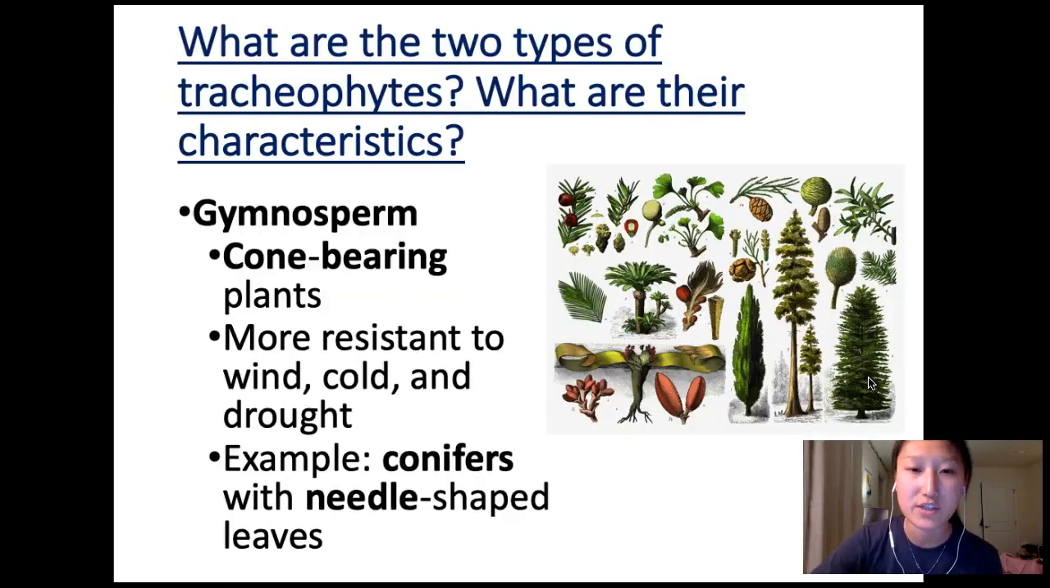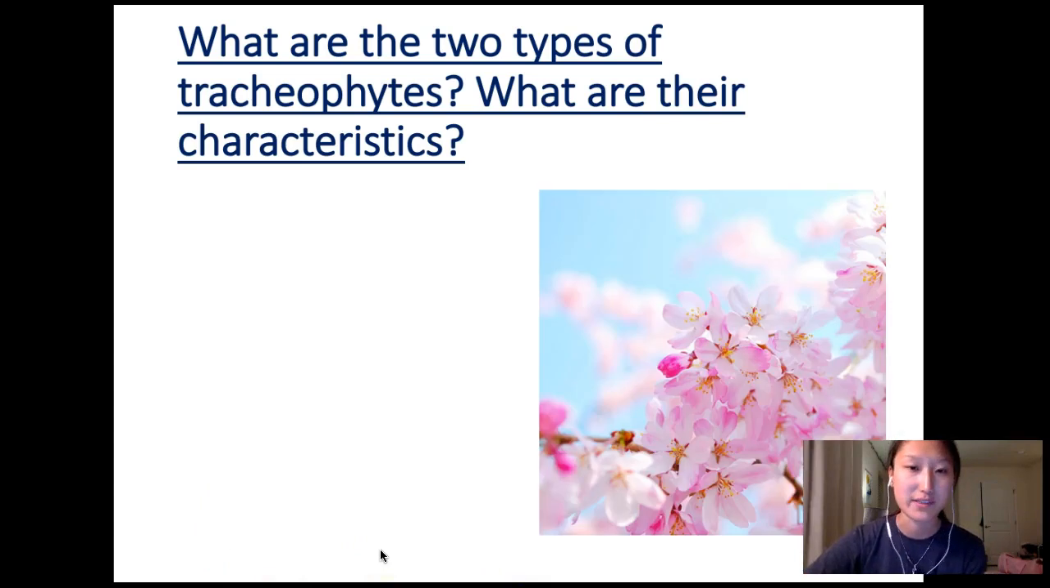So gymnosperms and angiosperms. Gymnosperms first. Those are cone-bearing plants. They're more resistant to wind, cold, and drought. So just think about these cone-bearing plants in winter, right? They're still living just fine in winter, and they have these leaves that can conserve water and resist the cold. Examples: conifers with needle-shaped leaves, Christmas trees.